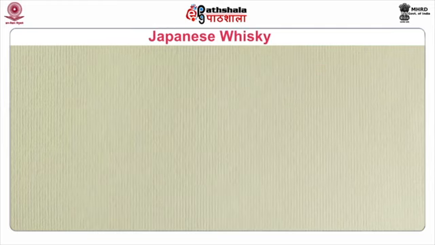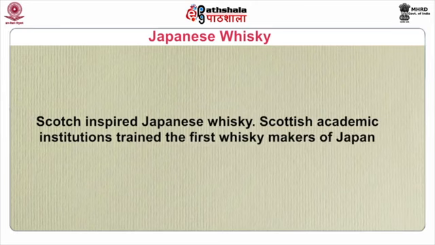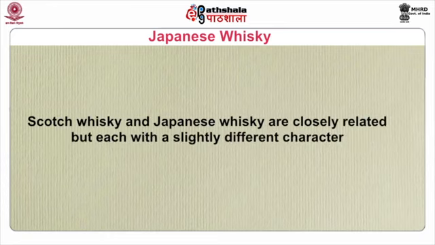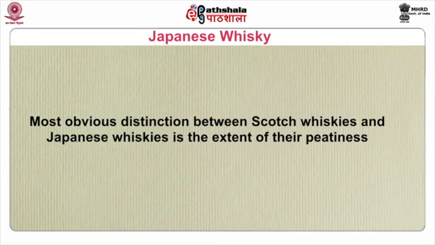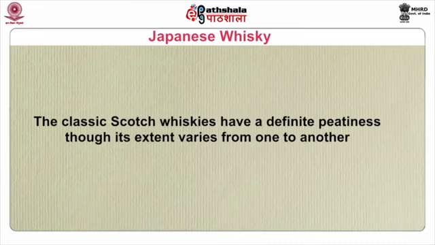Now, about Japanese whiskey. Scotch inspired Japanese whiskey. A Scottish academic institution trained the first whiskey makers of Japan. Scotch whiskey and Japanese whiskies are closely related, but each with a slightly different character. The most obvious distinction between Scotch whiskies and Japanese whiskies is the extent of their peatiness. The classic Scotch whiskies have a definite peatiness though its extent varies from one to another. In Japan too, peatiness is usually present but in a very subtle manifestation. Water in Japan is also crystal clean like the Scottish Highlands, flowing over granite and peat too, giving a hint of peat in the whiskey. Japanese whiskey has a light note.